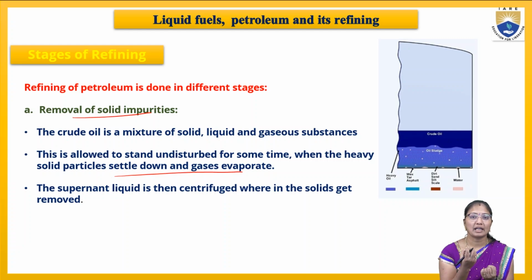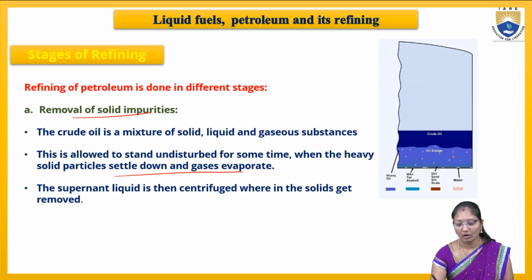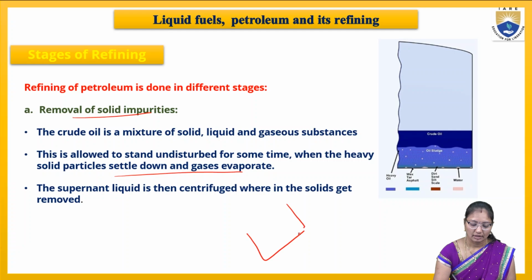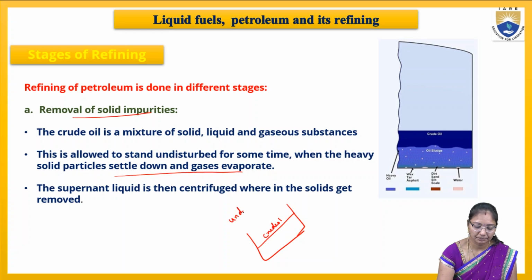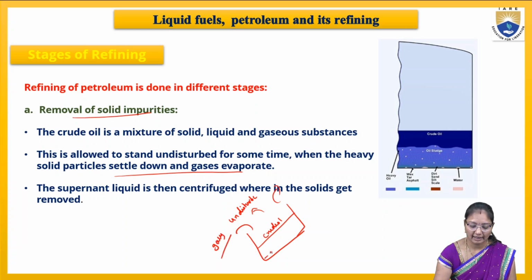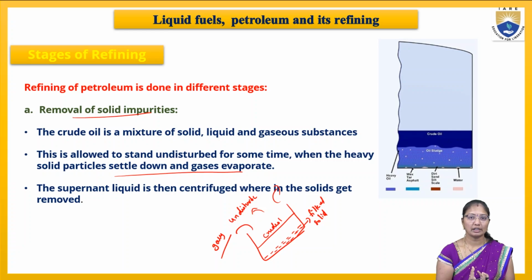Undisturbed, the heavy particles settle down at the bottom and the gas present in the crude oil evaporates. So here the oil slurry, the crude oil, is kept undisturbed. The gases present evaporate, so we are removing the gases here, and the heavy molecular weight compounds settle at the bottom. This can be filtered, so we are removing most of the solid content which has settled at the bottom of the crude oil.